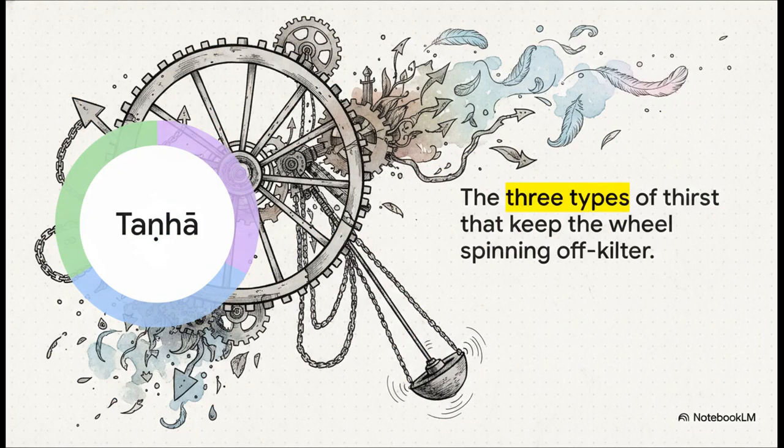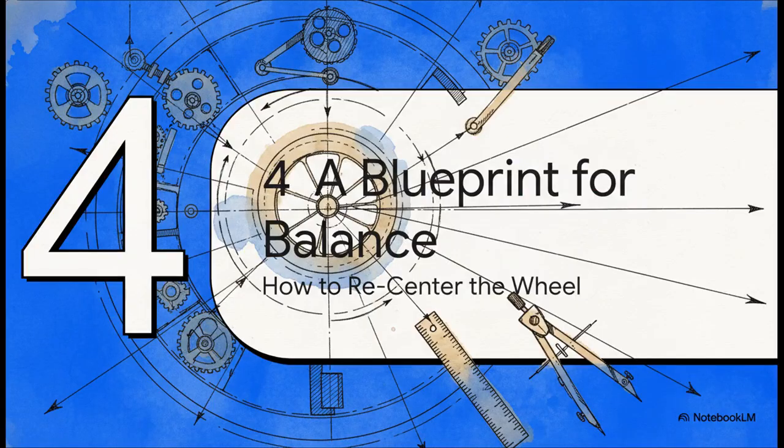What's really fascinating is that the original text doesn't just leave it there. It actually breaks this thirst down into 3 different flavors, all of which keep that wheel spinning off kilter. First, there's the thirst for pleasant sensations, the drive to just feel good. Then there's the thirst for existence. That's the drive to become more, to be seen, to leave a mark. And then, kind of paradoxically, there's even a thirst for non-existence, that urge to escape, to check out, to just disappear.